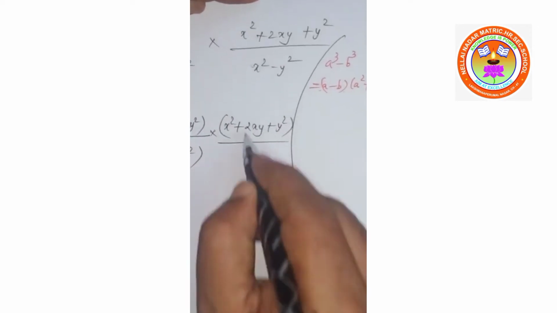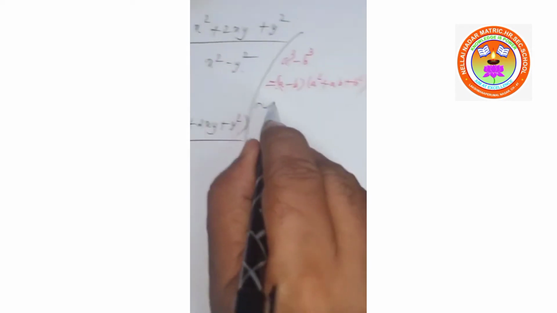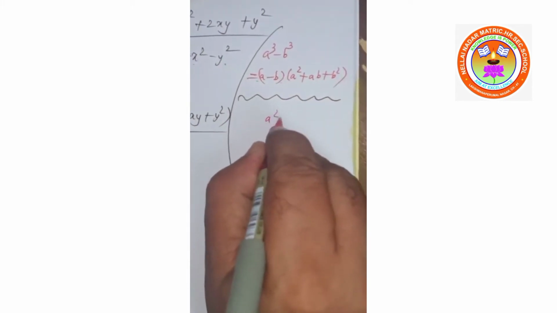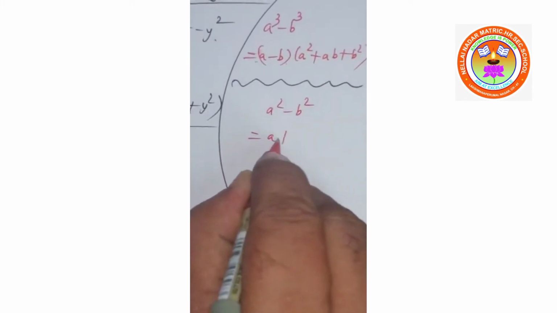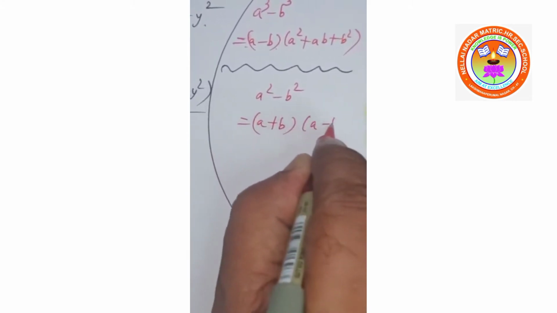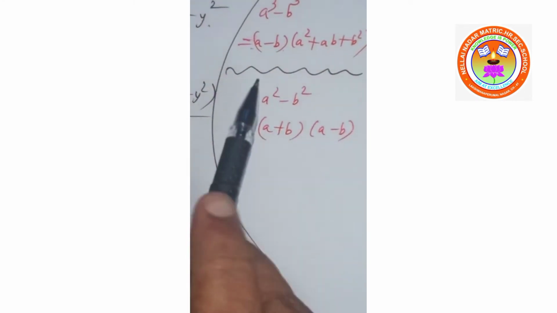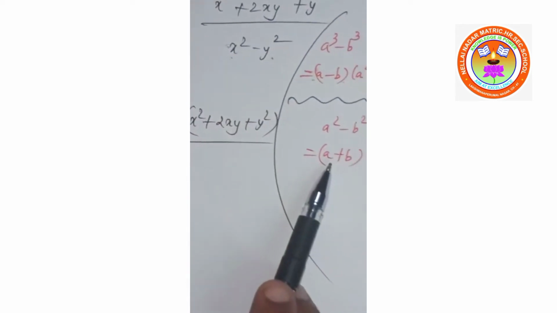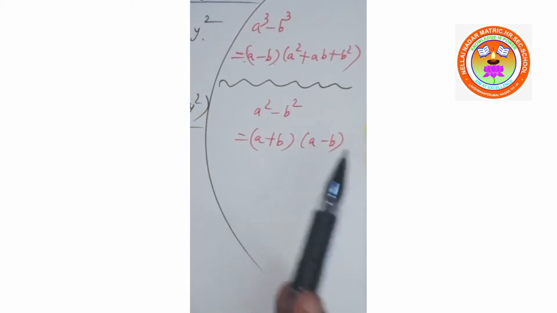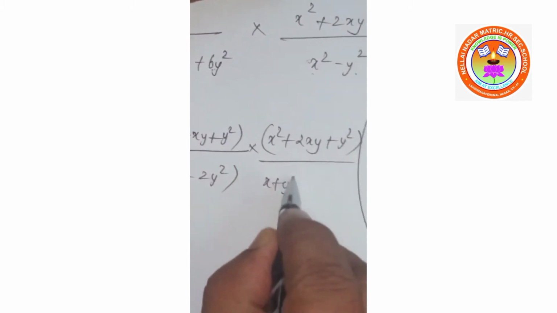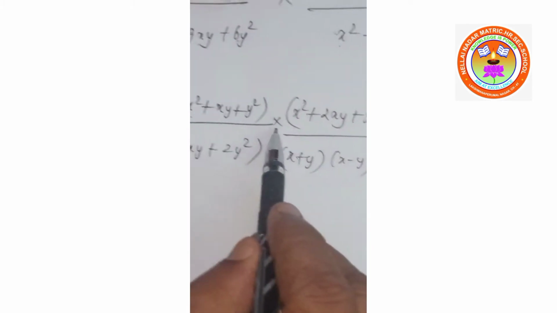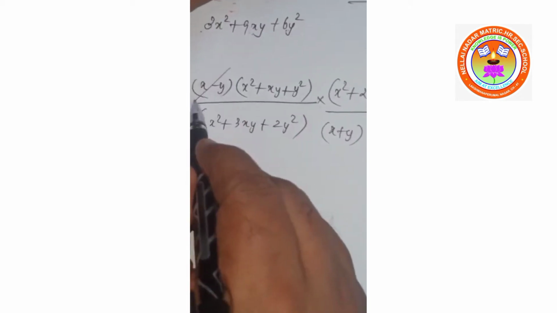divided by a² − b². You know very well what is the identity for a² − b²: (a + b)(a − b). So instead of a and b we have x and y. You replace a by x and b by y. Come on, (x + y)(x − y). Since we have a product sign, we can cancel x − y.